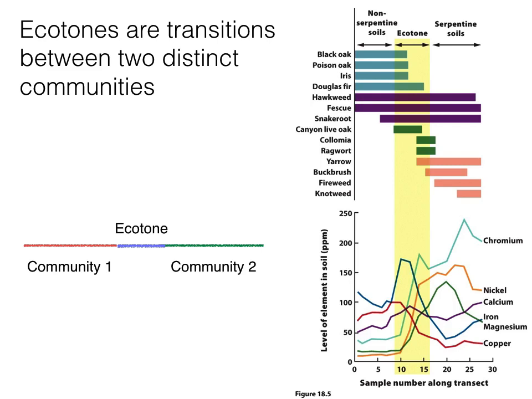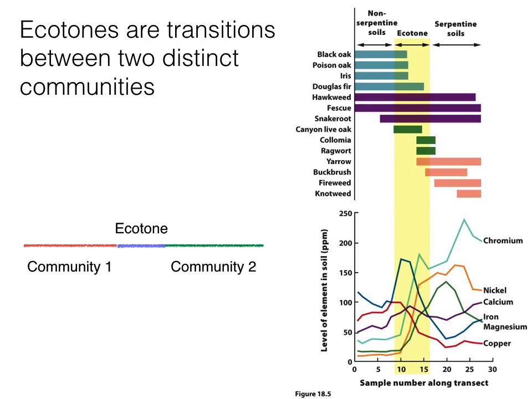The illustration and graph essentially show this phenomenon. At the bottom, the bottom graph shows heavy metal concentrations across a serpentine soil gradient. What you can see is that samples taken along transects moving from left to right, that is, from non-serpentine soils through the ecotone and then into serpentine soils, show a steady increase in a variety of different heavy metals, including chromium, nickel, copper, and so on.